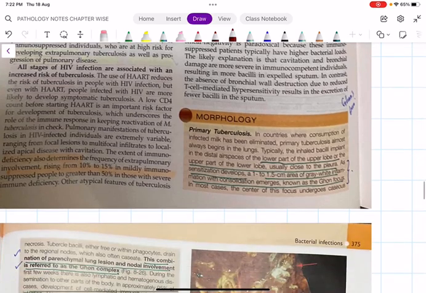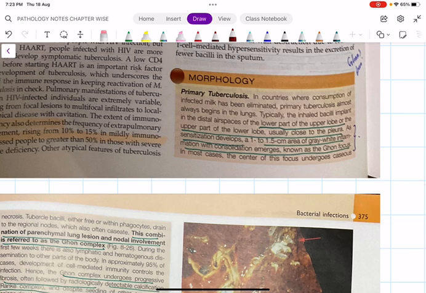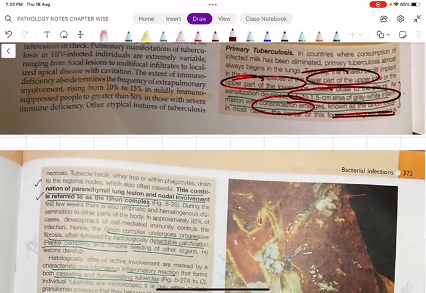So coming to the morphology, this is what we are going to discuss as far as pathology is concerned. In primary tuberculosis, mainly the upper part of the lower lobe or lower part of the upper lobe is the most commonly involved. There will be a 1 to 1.5 centimeter gray white area of consolidation. This is what we call the Ghon focus. Whenever there is a Ghon focus along with lymph node enlargement, this is what we call the Ghon complex. So what is the Ghon focus? Consolidation in the lower part of the upper lobe or upper part of the lower lobe. Ghon focus along with lymph node enlargement is the Ghon complex.